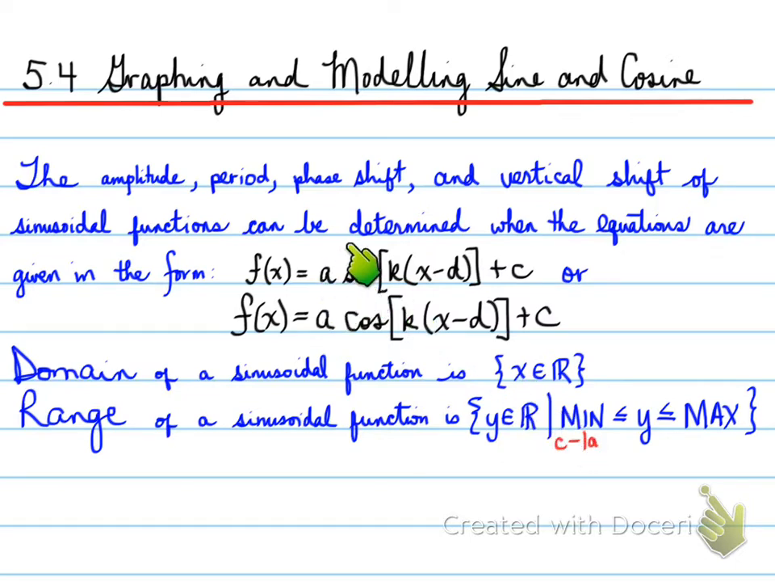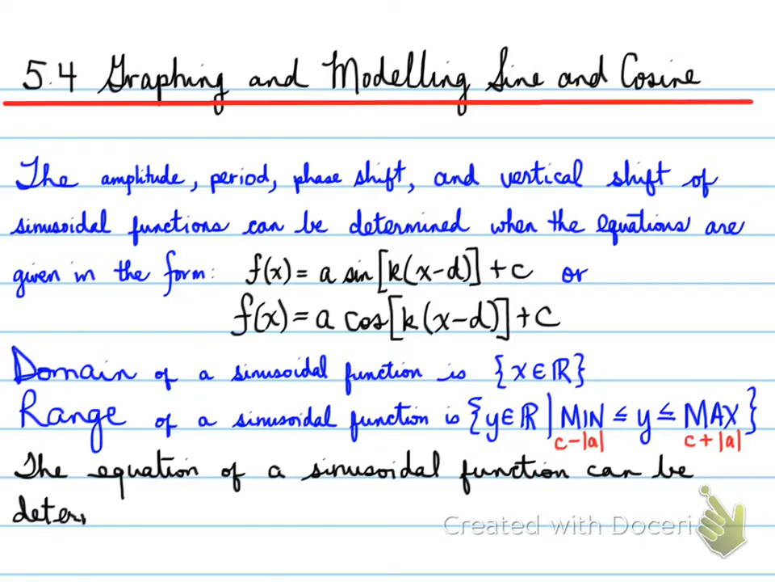Okay, now remember it's the absolute value of a. And to find the maximum, you take c plus the absolute value of a. So the equation of the axis, the vertical shift, is very important for us because it tells us where the middle is, and we either add a or subtract a if we're looking for the max or the min. Now, the equation of a sinusoidal function can be determined given its properties or graph. So that's going to be kind of neat. We can actually work backwards and figure out the equation.